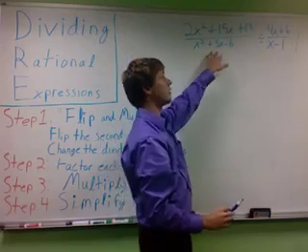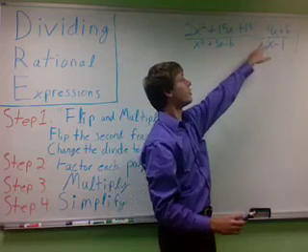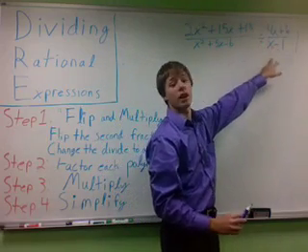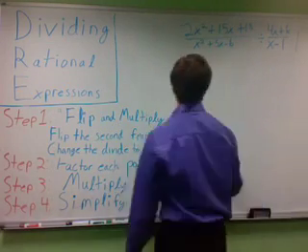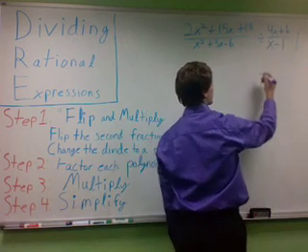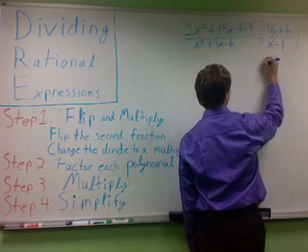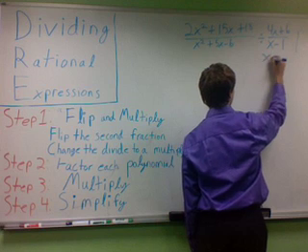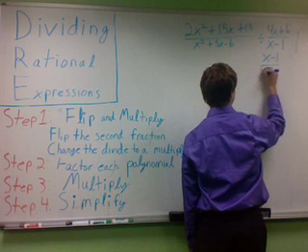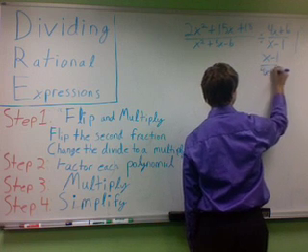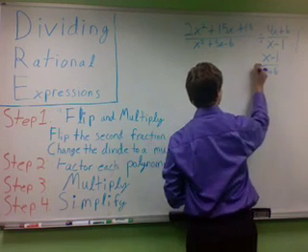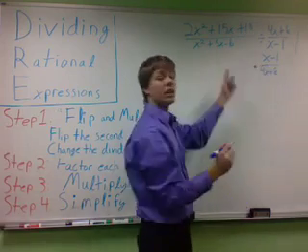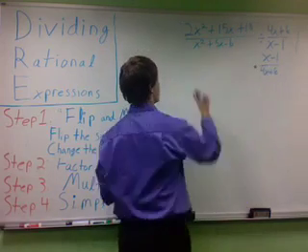We're dividing this rational expression by 4x plus 6 over x minus 1. So our first step has us flip and multiply. So we will flip our second fraction, so our numerator now becomes our denominator, and our denominator now becomes our numerator. We change our divide sign to a multiply sign, and we keep our first fraction the same.